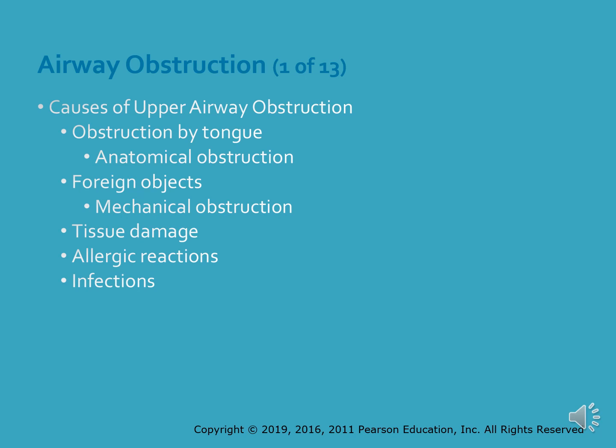Many factors can cause the airway to become partially or completely obstructed, including a foreign object lodged in the airway or excessive saliva or blood accumulating in the mouth. The following examples are of upper airway obstructions that you may be able to relieve. Obstruction of the tongue, or the anatomical obstruction, is one of the most common causes of airway obstruction in unresponsive patients and is caused when the base of the tongue falls back into the pharynx and blocks the airway.